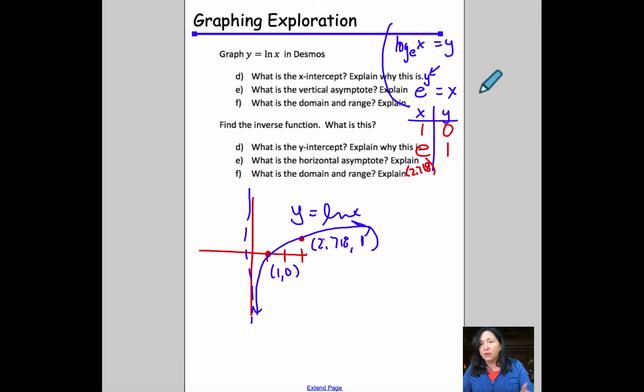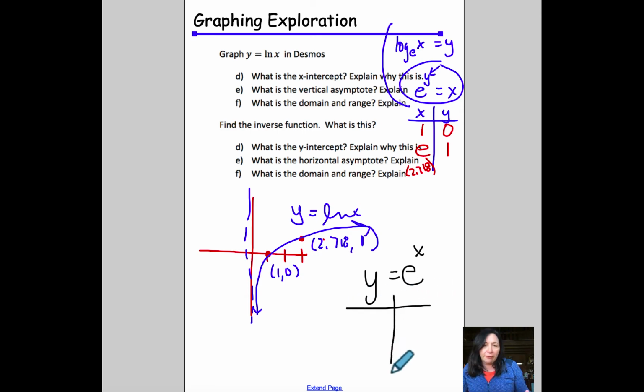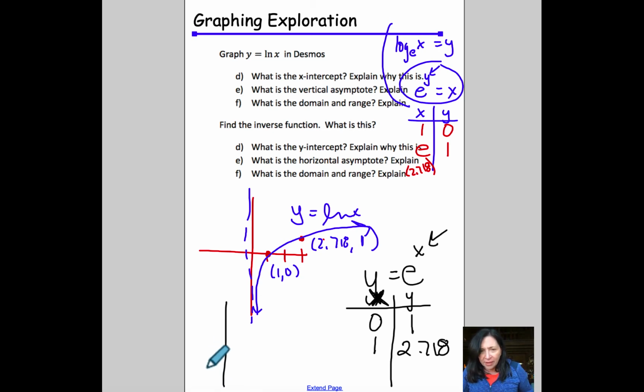And so if I want to find the inverse of this right here, which is my ln of x, the inverse of ln of x is y equals e to the x power. For that graph, again, we would plot for x and y, but because x is my exponent, I'm going to plug in for x. So I would plug in 0 and 1. e to the 0 power is 1, and e to the 1 power is 2.718. And so graphing this would give me (0, 1), and then over at (1, 2.718).